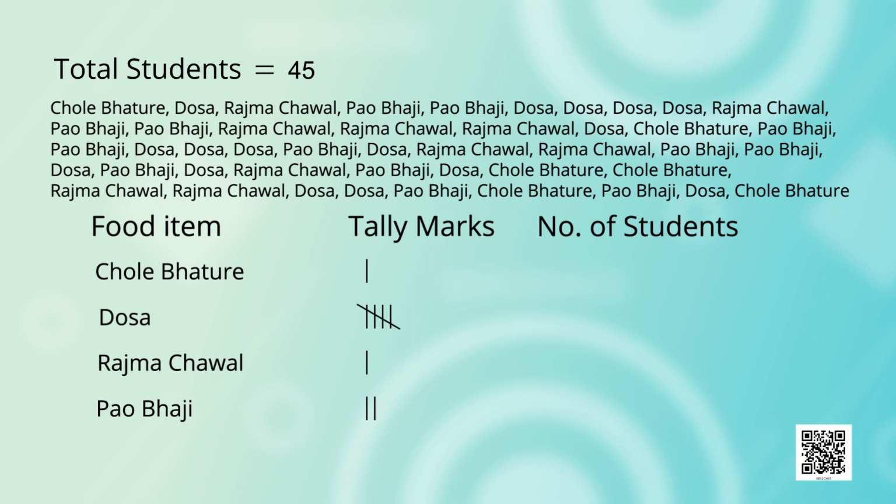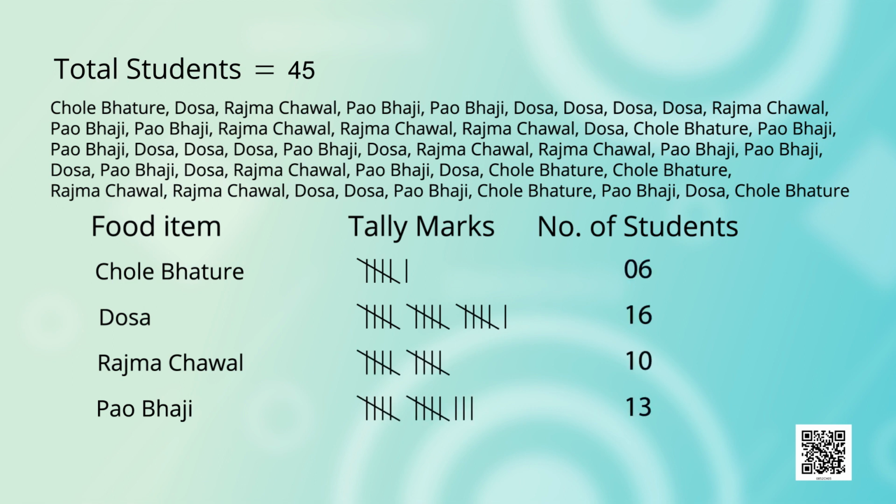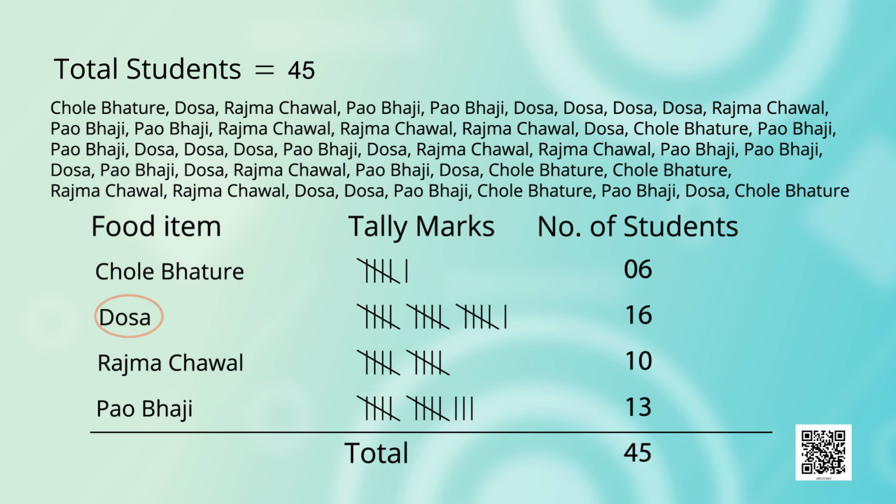So children, in this way, we will complete this table and then write number of students in front of each food item. Children, check the total number of students. Does it come out to be equal to 45? It is very important. So Asha, I hope now food choices of students are clear to you. Now you can order food items for your students easily. Can you tell which is the most liked food item? Yes, it is dosa. And which is the least liked food item? It is chole bhature. Only 6 students like it.